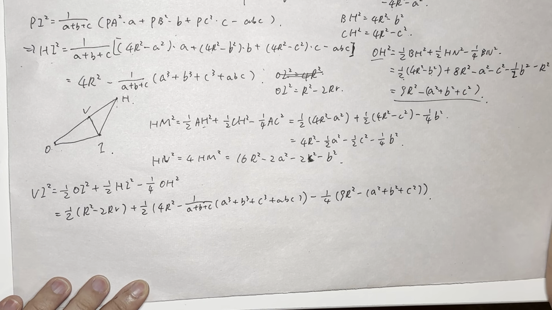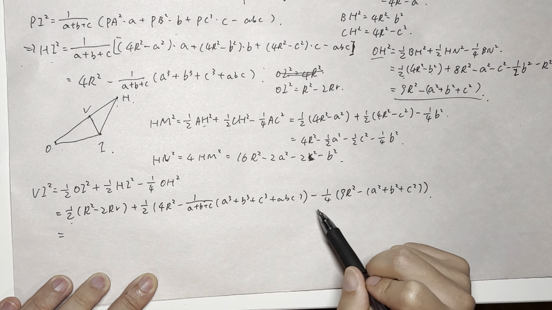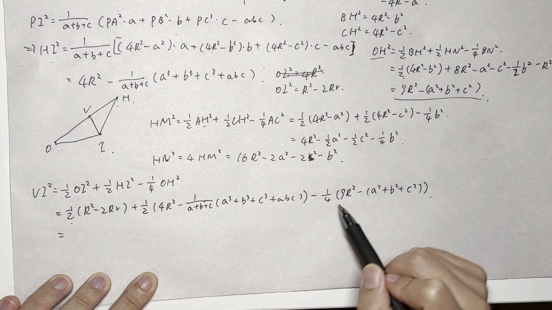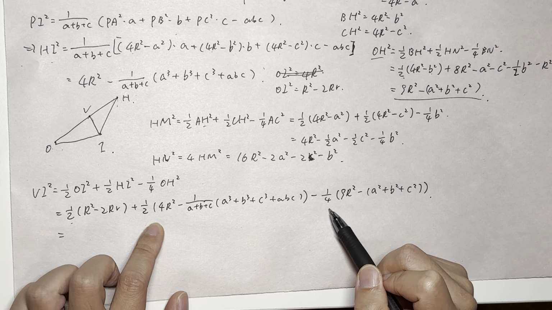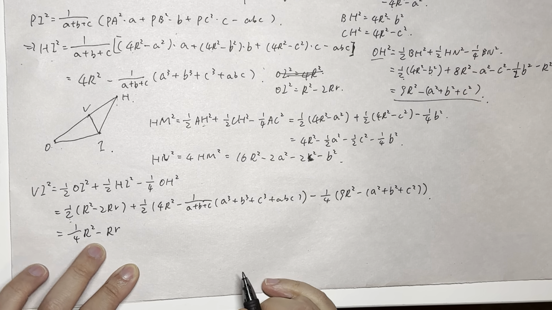Okay, now let's just simplify this. Here we have half R squared, we have 2R squared, we have minus 9/4 R squared, right? This one is actually 8R squared over 4, right? So we have minus 1/4 R squared, right? And we have half of R squared here, minus 1/4 R squared, that says 1/4 R squared, and minus here it is Rr, right?